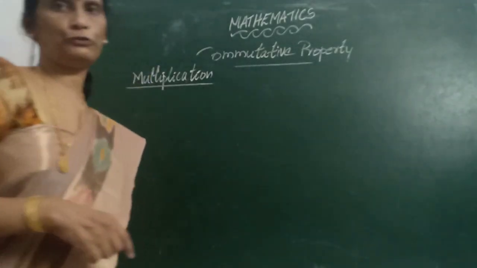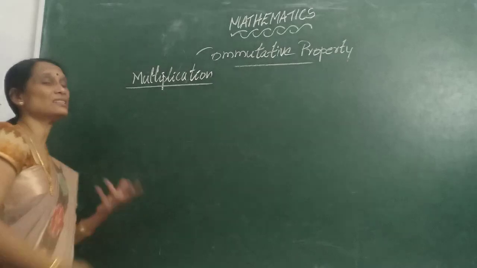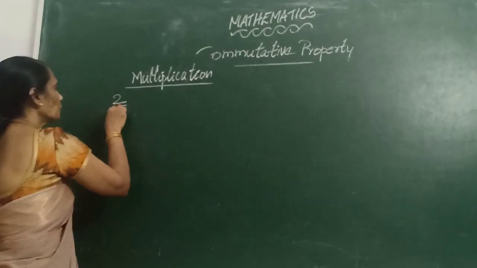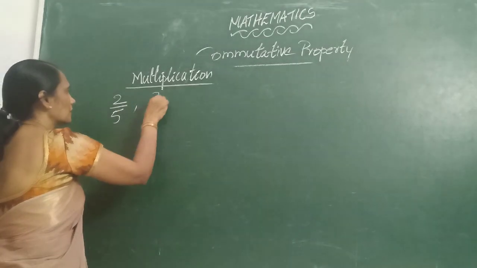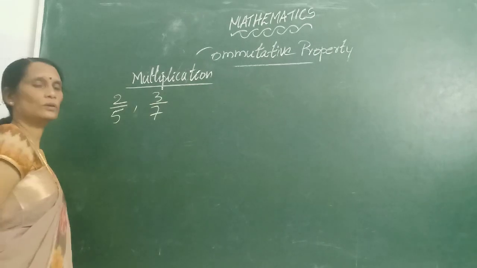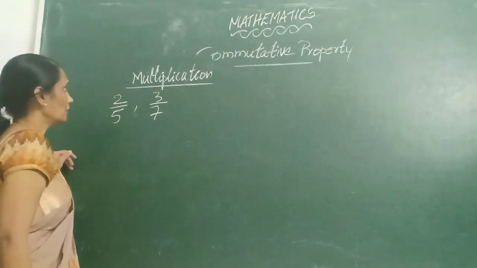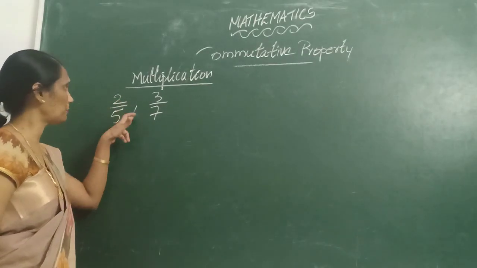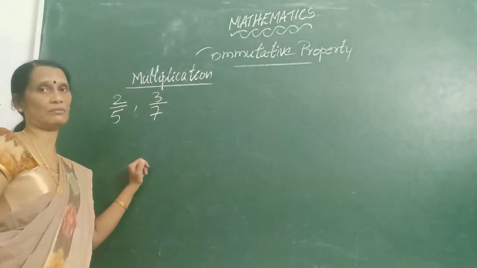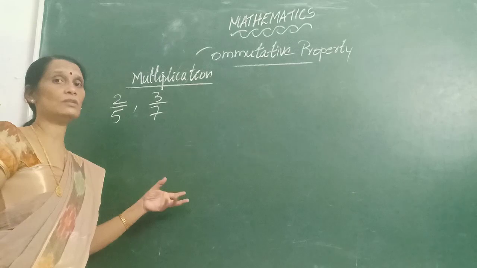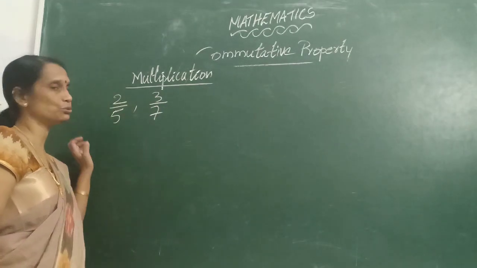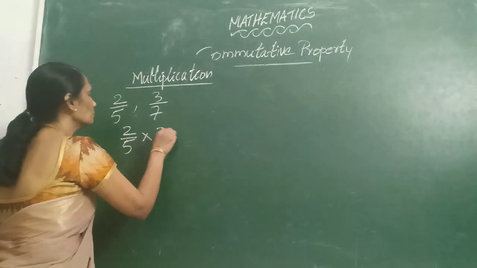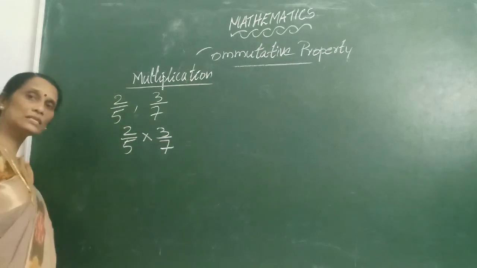Okay, now with the help of two numbers, let us see if multiplication is commutative for the set of rational numbers. Let us take two numbers, 2 by 5 and 3 by 7. If the multiplication is commutative, whatever result we get for 2 by 5 into 3 by 7, we should get the same for 3 by 7 into 2 by 5. Okay, let us see now. 2 by 5 into 3 by 7. First let us check this.